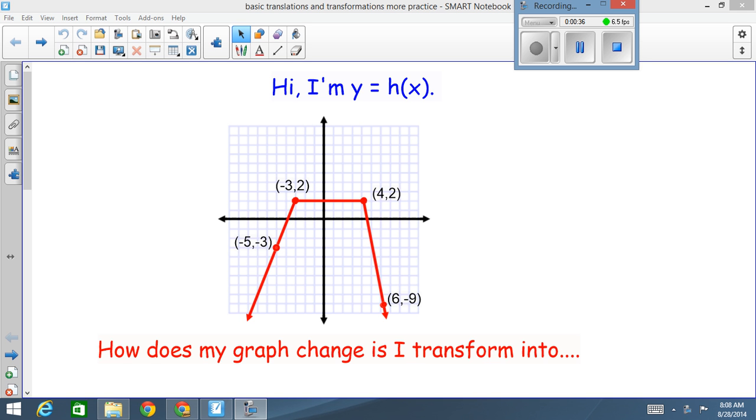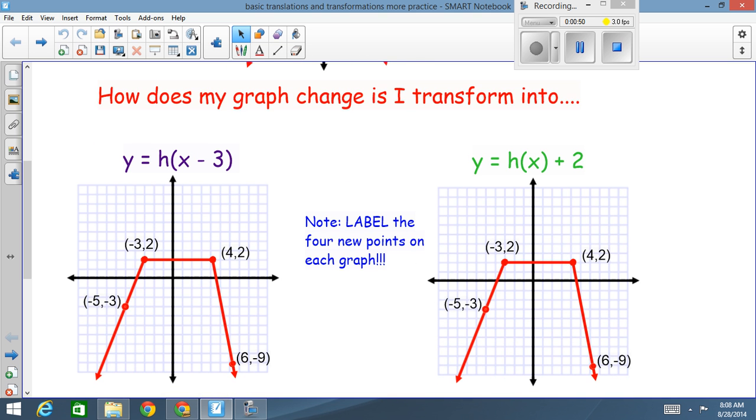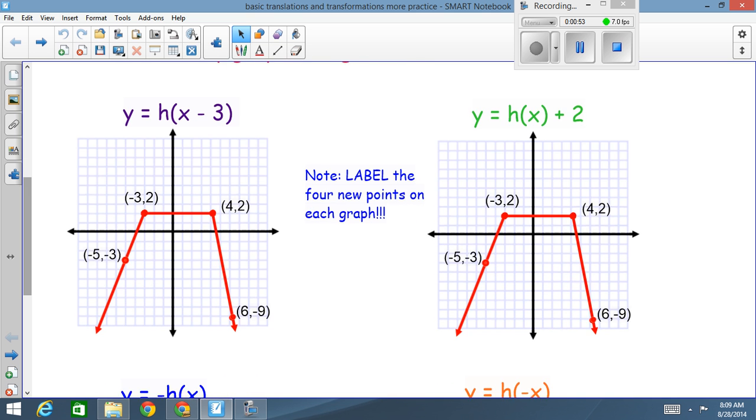So what I'm going to do is, let's talk a little bit more about the actual point on the function and moving those points. So for instance, here is a function, there are 4 points. As I take that function, I ask myself, how does the graph change if that function becomes h of x minus 3 with the minus 3 on the inside of the parentheses? So you first have to ask yourself, what does a minus 3 do when it's on the inside of the parentheses? And the answer to that is that it moves every point to the right 3.